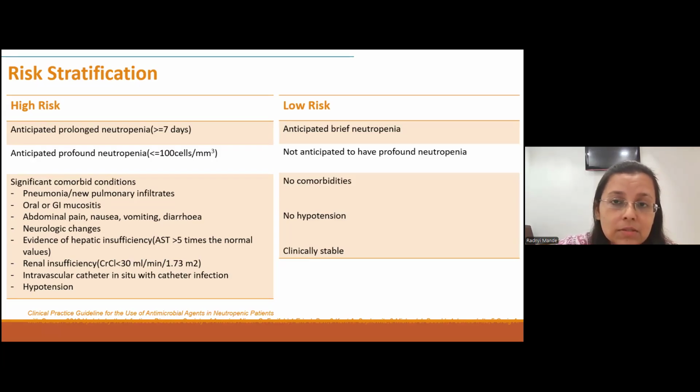So low risk patients are, on the other hand, those patients in whom we are anticipating just brief neutropenia. There are no comorbidities and the child is clinically very stable. So those are low risk febrile neutropenia patients. Why are we classifying these patients? Mainly, as I said, to manage patients on an OPD basis, and also the antibiotics we give will be different in both these cases.